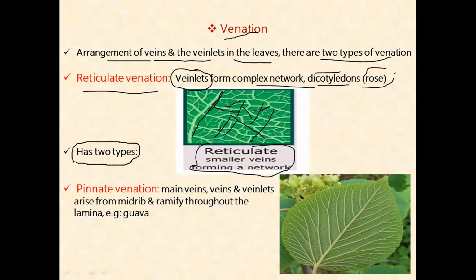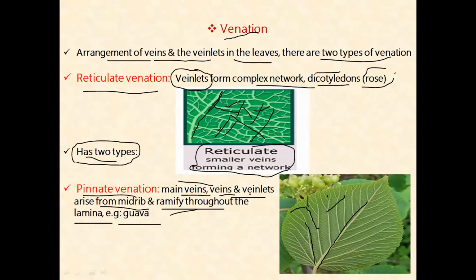Reticulate venation is of two types. First one is pinnate reticulate venation. Here the main veins and veinlets arise from the midrib and ramify or branch throughout the lamina. For example, it occurs in guava. So you can see here, this is the midrib. From the midrib, these main veins arise, and from these main veins further veins and small veinlets arise and ramify and form a network throughout the lamina. So this is known as pinnate venation.